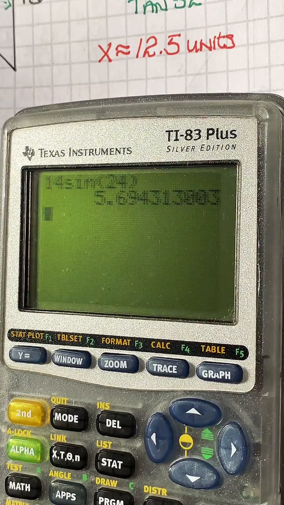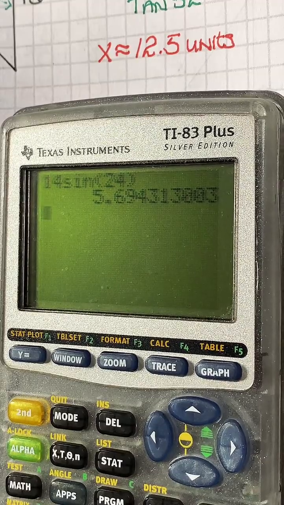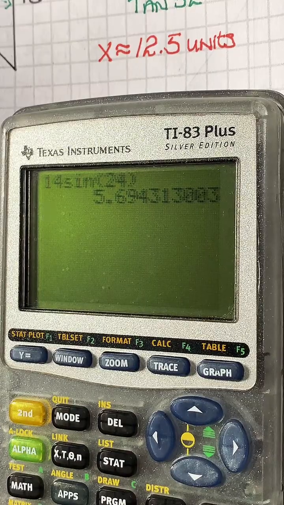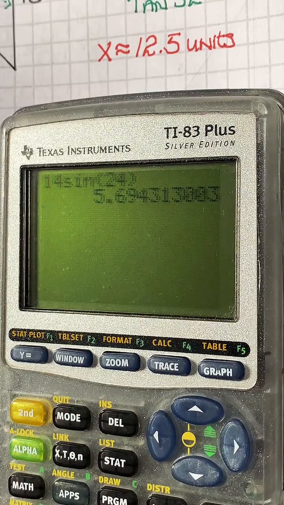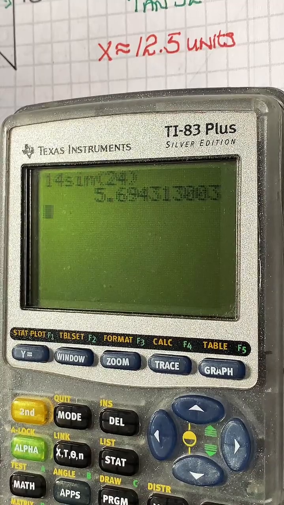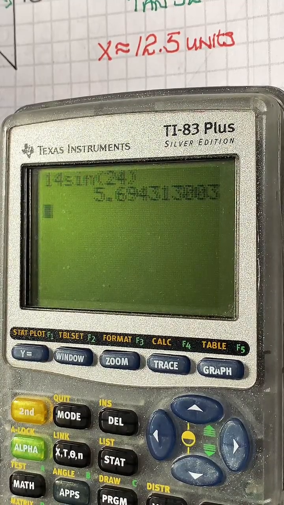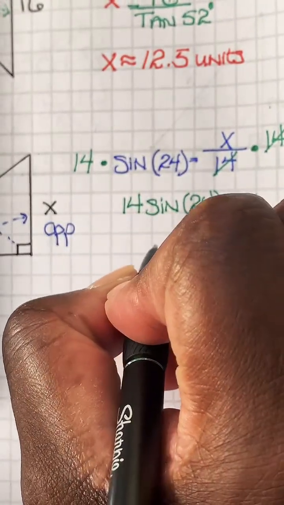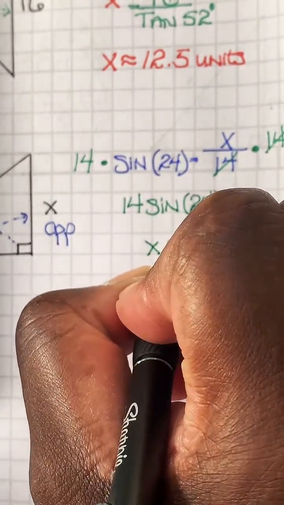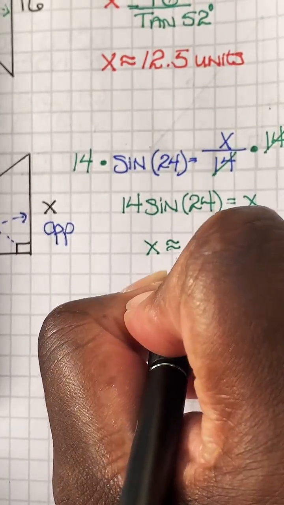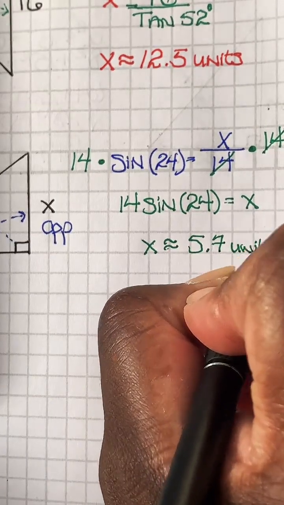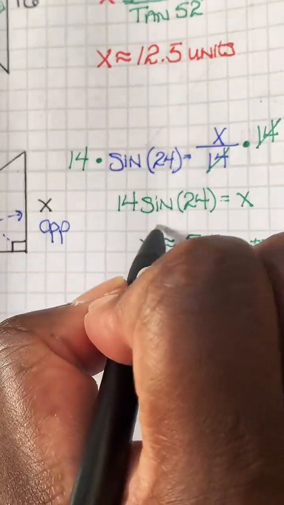Matt is saying 5.7. Do we agree with Matt? Michael's agreeing with the 5.7. Janice agreeing with the 5.7. Yes, JB. Yes. So that means my x is approximately 5.7 units. So that will be my final answer.